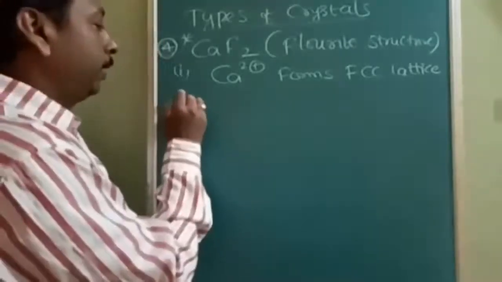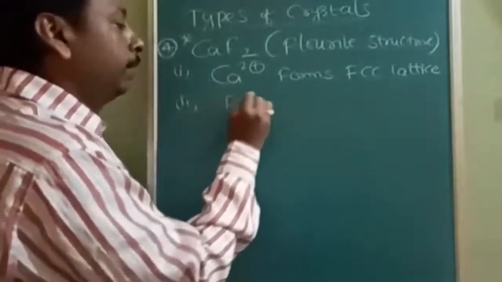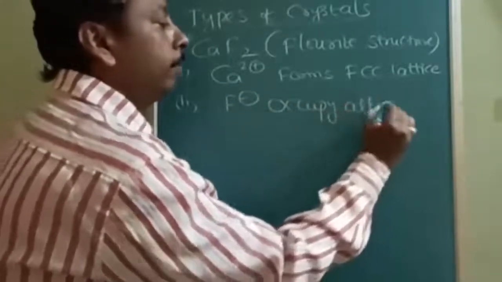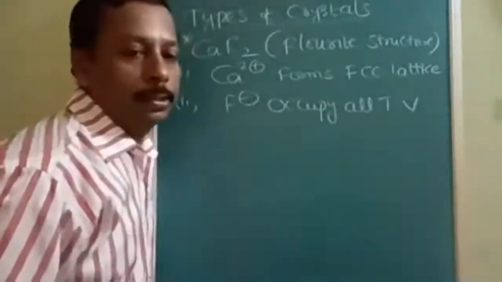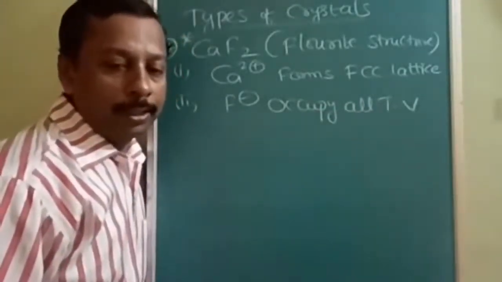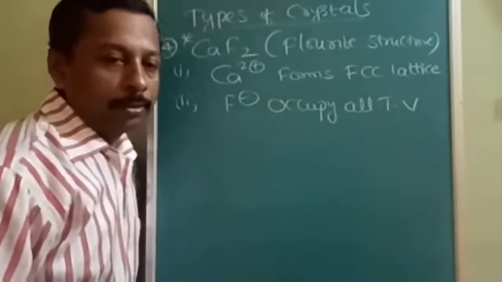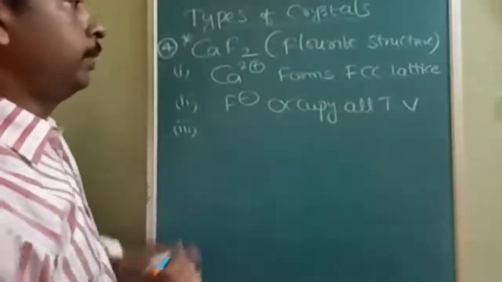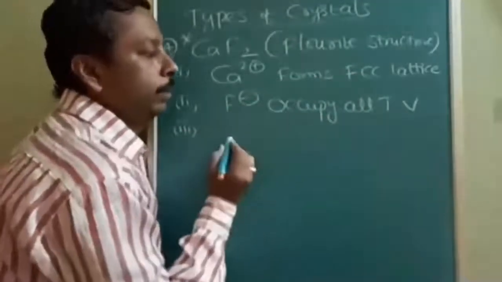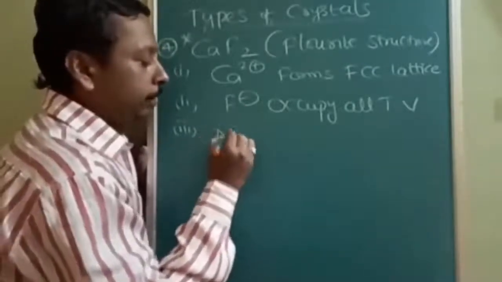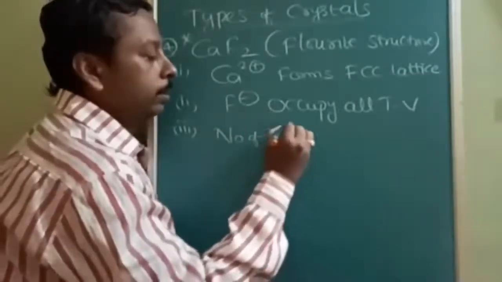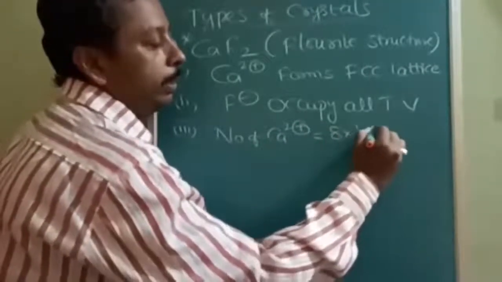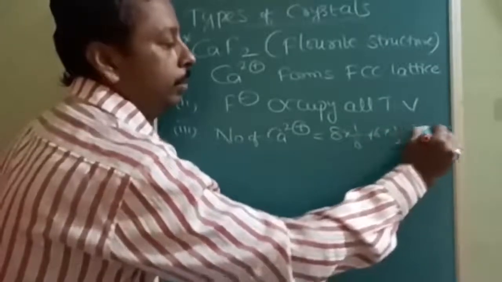Second point, F minus occupies all tetrahedral voids. Next, the third point: calcium is forming the FCC lattice and F minus occupies tetrahedral voids. So first we will write the number of Ca2 plus, which will be the same: 8 into 1 by 8 plus 6 into 1 by 2 is equal to 4.